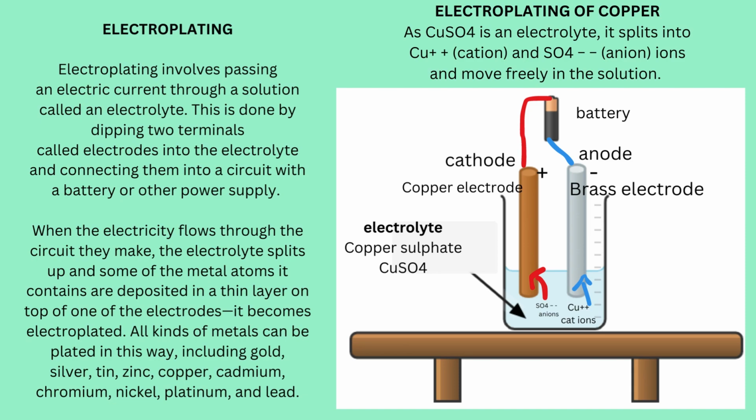Electroplating of copper. As copper sulfate is an electrolyte, it splits into Cu2+, cation, and SO4 2-, anion, ions, and they move freely in the solution. The brass electrode becomes negatively charged and attracts positively charged copper ions from the solution, which cling to it and form an outer coating of copper plate.